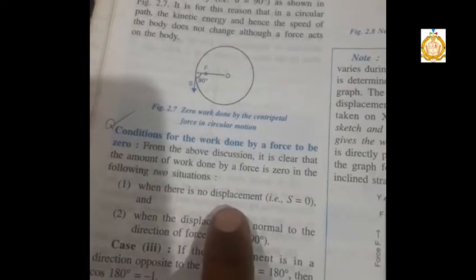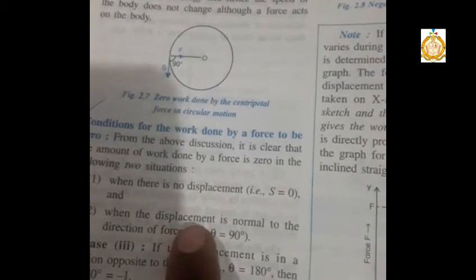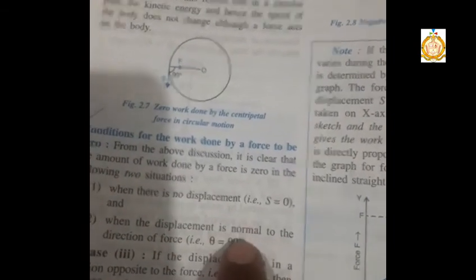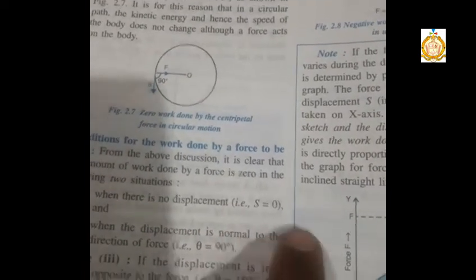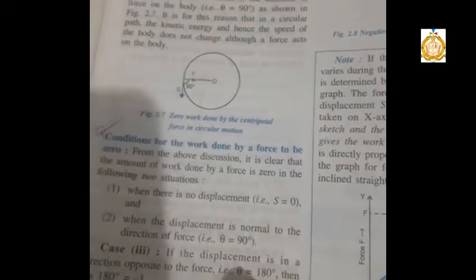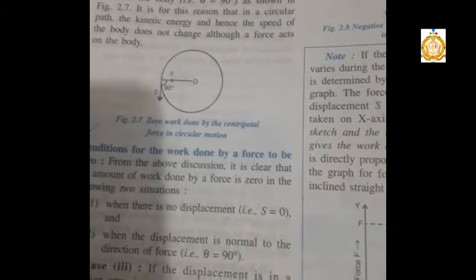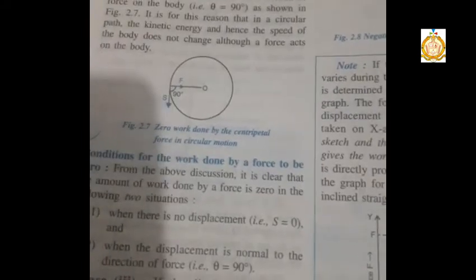These conditions are very important. The condition for the work done by the force to be zero is when there is no displacement. If displacement is not happening, then what will the work done be? 0. Second, if the angle between them is 90 degrees. This word normal is very important. In physics, when normal comes, that means 90 degrees. At that time the work done is 0. When is the work done negative? When the angle between them is 180 degrees, at that time the work done is negative. So try to read this topic and solve the numericals also.